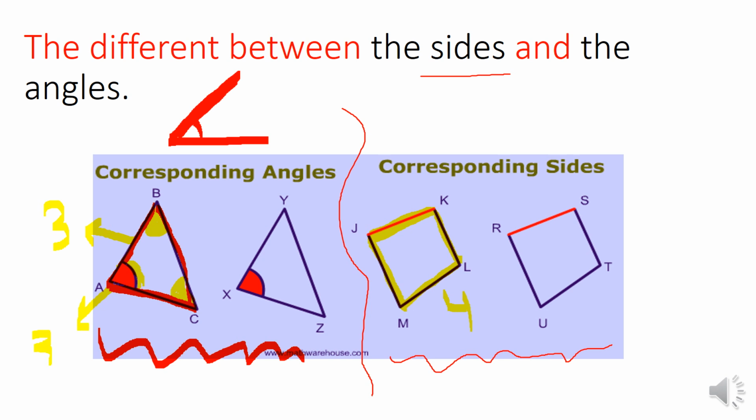If I want to count how many angles in this shape, I will count it like this. Here I have one corner, so this is the first angle, the second angle, the third angle, and the fourth angle. So it means that this shape contains four angles.